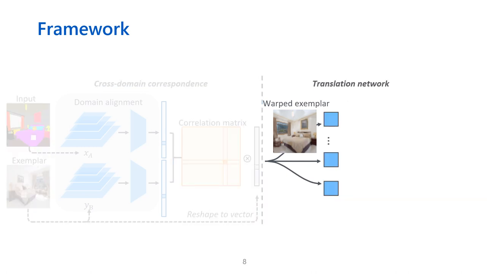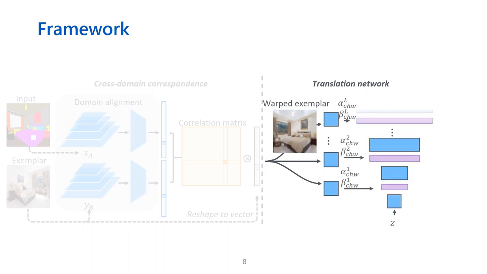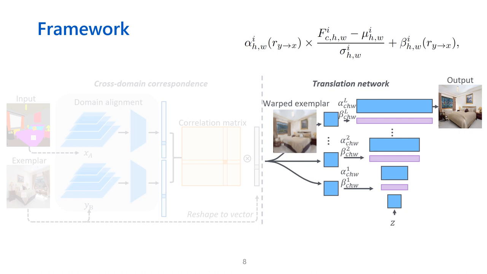Finally, we use the translation subnet to synthesize the final output. The style of the warped exemplar is represented by the denormalization parameters, which are further injected into the normalization layer. Note that in this work, both the normalization statistics and denormalization parameters are spatially variant so that the style of different locations can be precisely modulated.